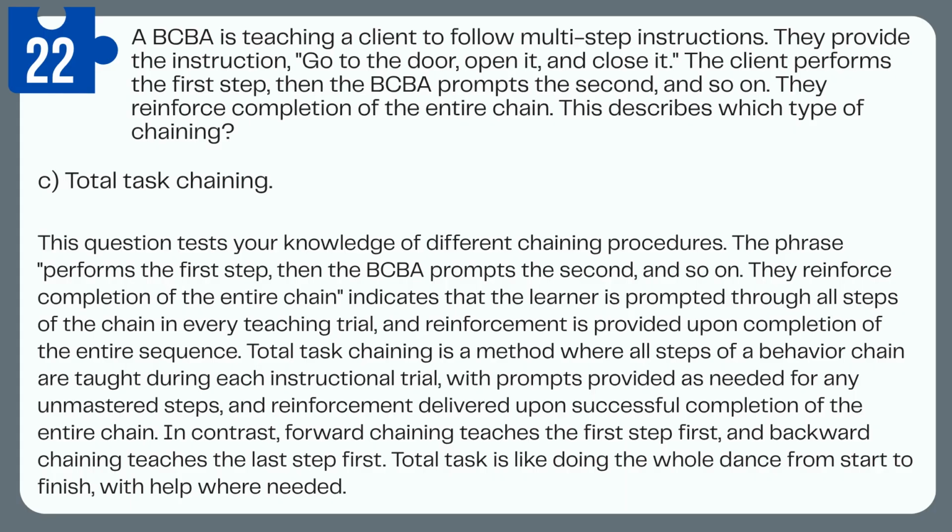Total task chaining is a method where all steps of a behavior chain are taught during each instructional trial, with prompts provided as needed for any unmastered steps, and reinforcement delivered upon successful completion of the entire chain. In contrast, forward chaining teaches the first step first, and backward chaining teaches the last step first. Total task is like doing the whole dance from start to finish, with help where needed.